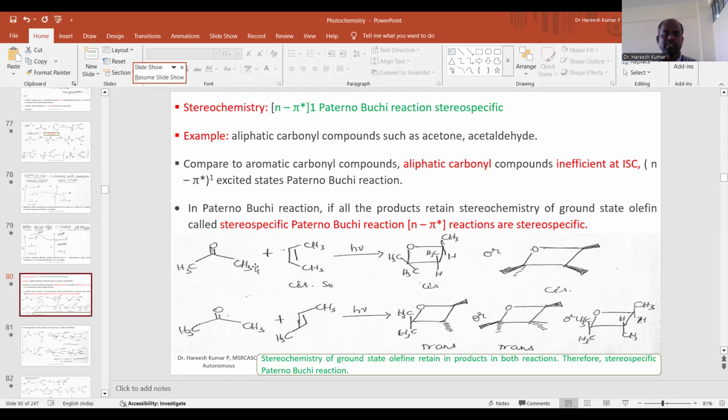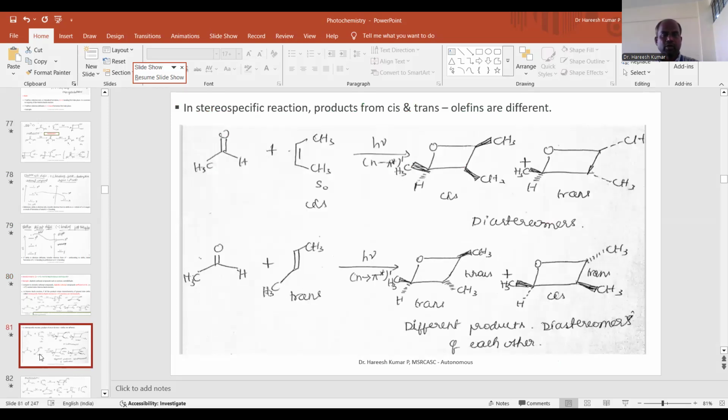Here I am taking acetone. It's an aliphatic carbonyl compound. When it is treated with butene, it is possible to get different products. What are the different products? This is a cis product, and this is also a cis product, with retention of configuration with respect to the alkene, because the alkene is the cis one. And if I take a trans alkene, here also trans is there. This is also a trans, and this is also a trans one. So overall, you can remember that stereochemistry is retained with respect to the alkene. I will go to the next one.